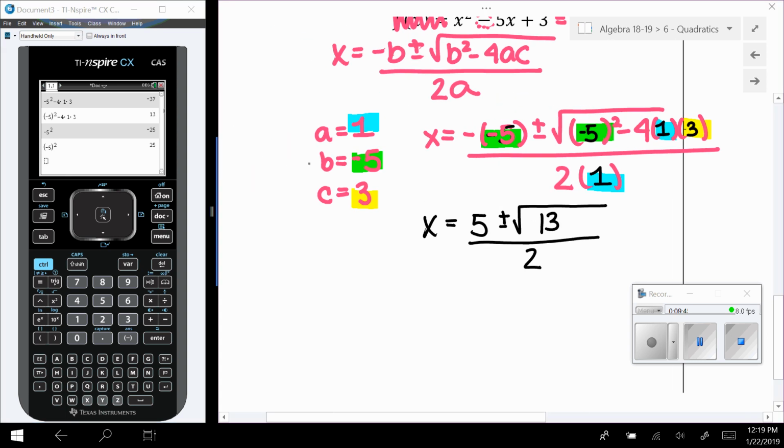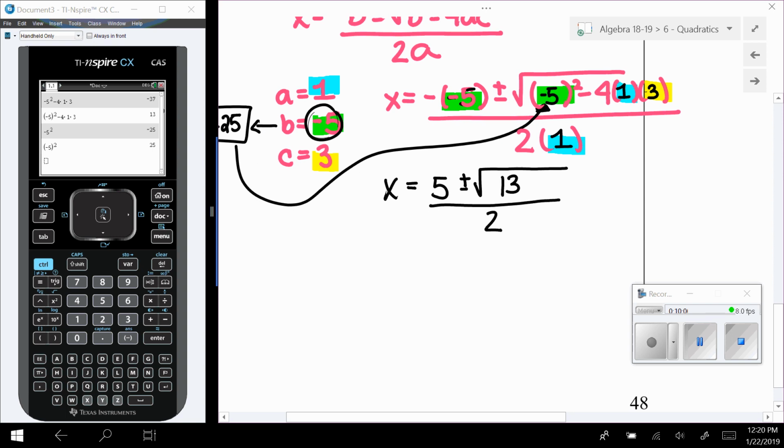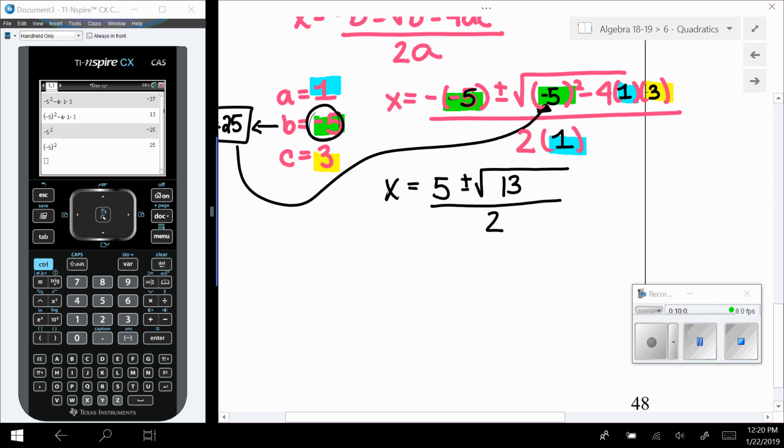One little trick that I might suggest is, since you know you're using the quadratic formula, I would just throw b squared maybe on the side. Negative 5 times negative 5 is positive 25, so that you know that's what's got to go in over here, that negative 5 squared. Or just use parentheses every time.